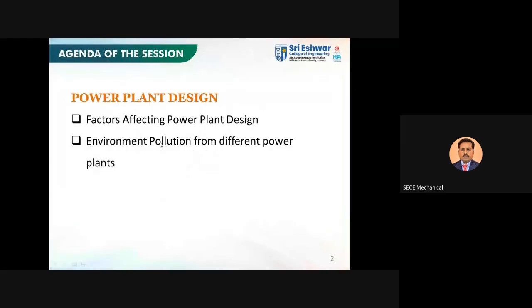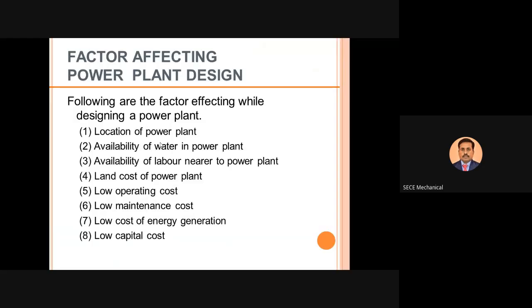First we will move to the agenda of the session. The agenda of the session is the environmental pollution from different power plants. In the last class we discussed the factors affecting power plant design. So first we will see some important points that we have to refresh, what the factors are, and then we will move to environmental pollution. That is today's agenda.